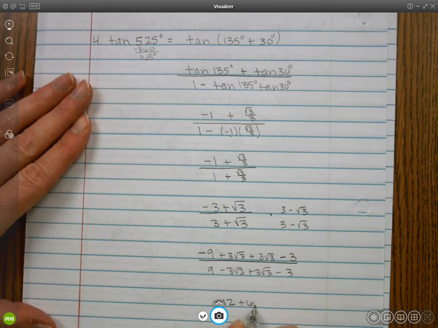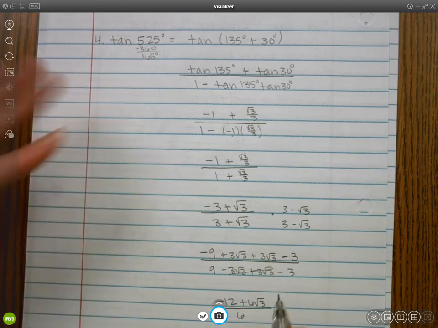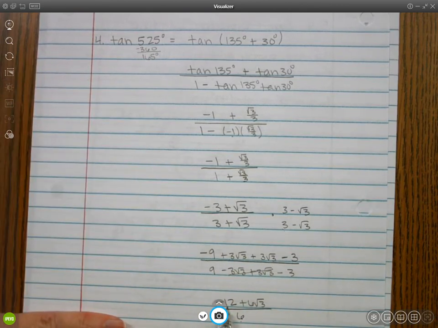plus 6 root 3. On bottom, these cancel, you get 9 minus 3 is 6. And then these 3 numbers will all reduce, and you get negative 2 plus the square root of 3.